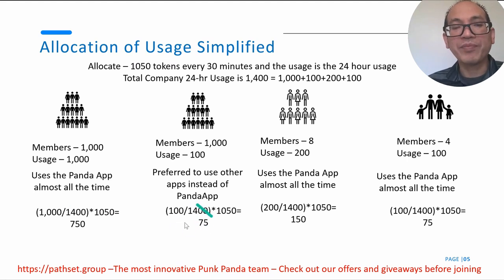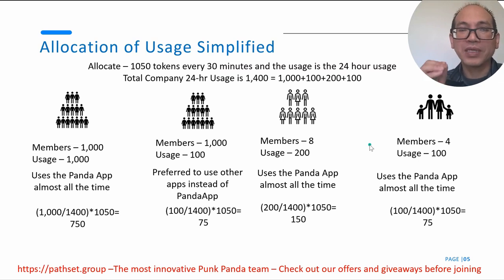You have 75 here, you have 1,000 members, you have 75, and here you have a family of four, and they still also have 75. So that means you have 1,000 that only gain 75, and you have four here that gain 75, which tells me that it's not about how big your group is. It's about how much you use the app. So I'd like you to have that in mind. It's not about how big your group is. Okay, so that's how you calculate that, and I hope you really get the idea of how this allocation works.